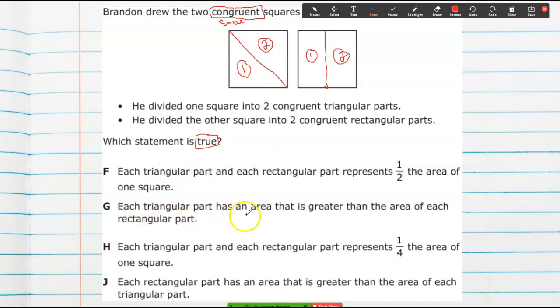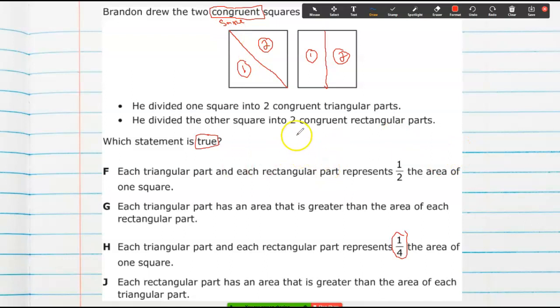Each triangular part has an area that is greater than the area of each rectangular part. So they're saying the area of this triangle is greater than the area of this rectangle. Each triangular part and each rectangular part represent 1/4 of the area. So they're saying here that the shapes are breaking up into 4 pieces. I have 4 pieces total, but one square is not broken up into 4 pieces. One square is broken up into 2 pieces. Each rectangular part has an area that is greater than the area of each triangular part. So that question is saying that this rectangle is greater than this triangle.